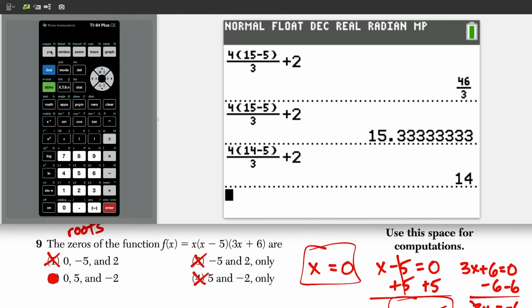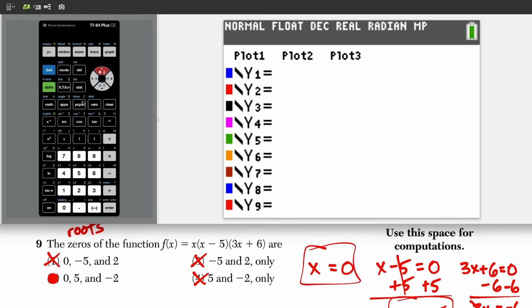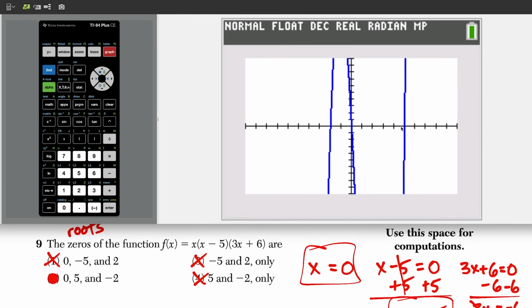If you want a visual of question 9, what you could do is go over to the y equals, and we'll clear everything out, and type in f of x. We could write it in factored form like this, and we'll see what the graph looks like. So I'm just typing in x times x minus 5, and then times 3x plus 6. So we press graph, and notice that the blue graph hits the x-axis at negative 2, at 0, and at 5, which matches what we have here for choice 2.